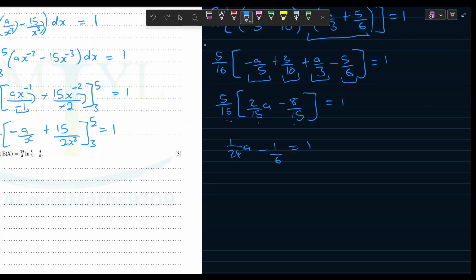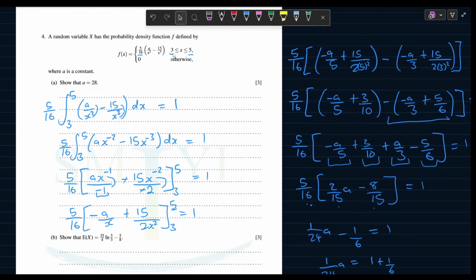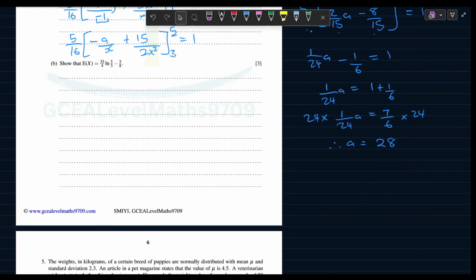And now we're just solving for a. So we get that 1 over 24a is equal to 1 plus 1 over 6. So 1 over 24a is equal to 7 over 6. Multiply both sides by 24. And we get that a is equal to 7 times 4. So a is in fact 28. Alright, that's exactly what they wanted.